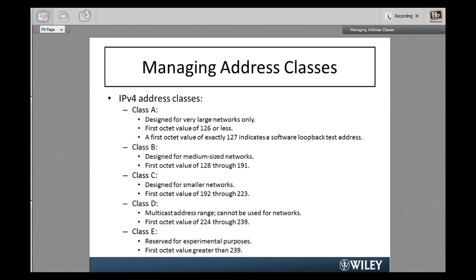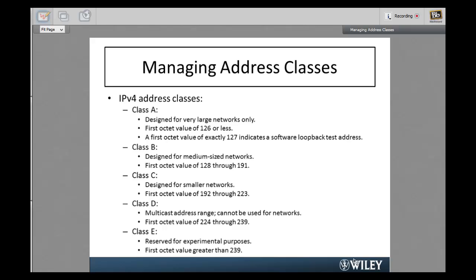Okay, so class A is designed for very large networks. The first octet value is 126 or less, with a first octet value of exactly 127 being the software loopback test address. So this class is designed for very large networks only.